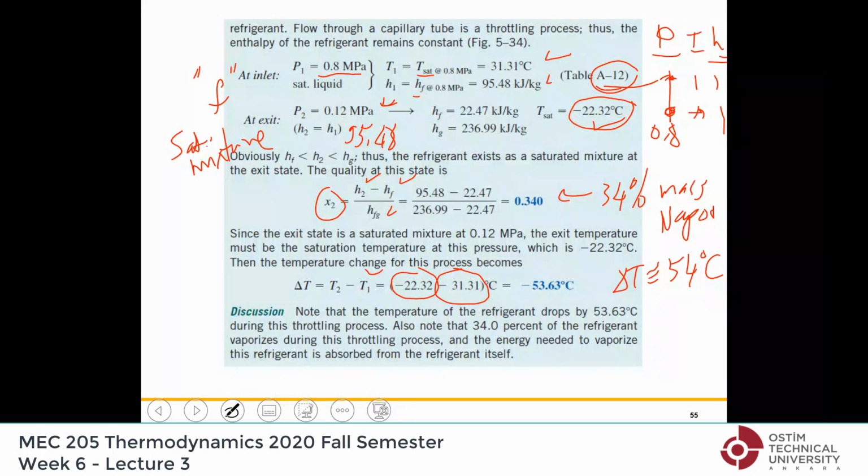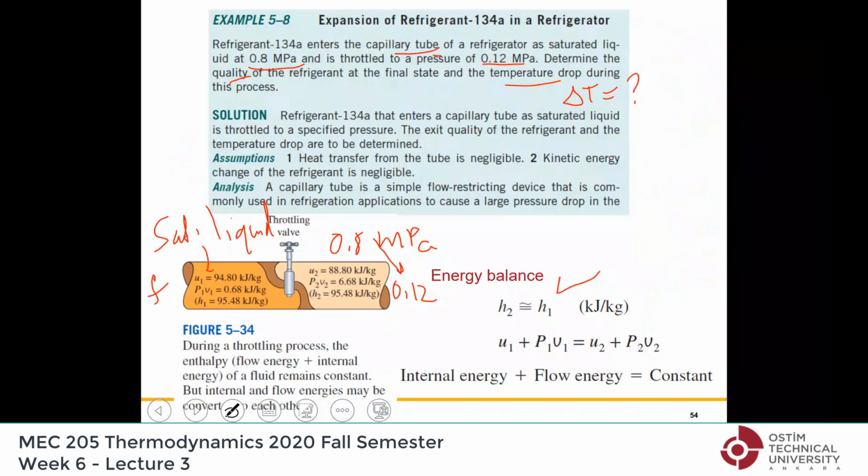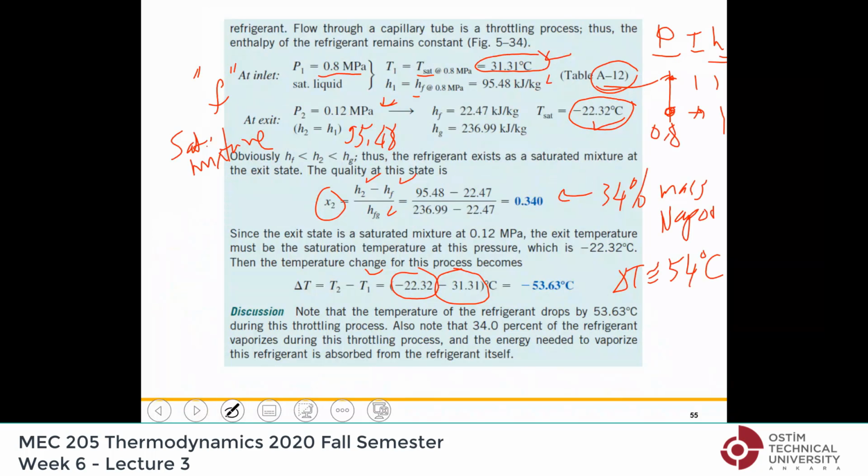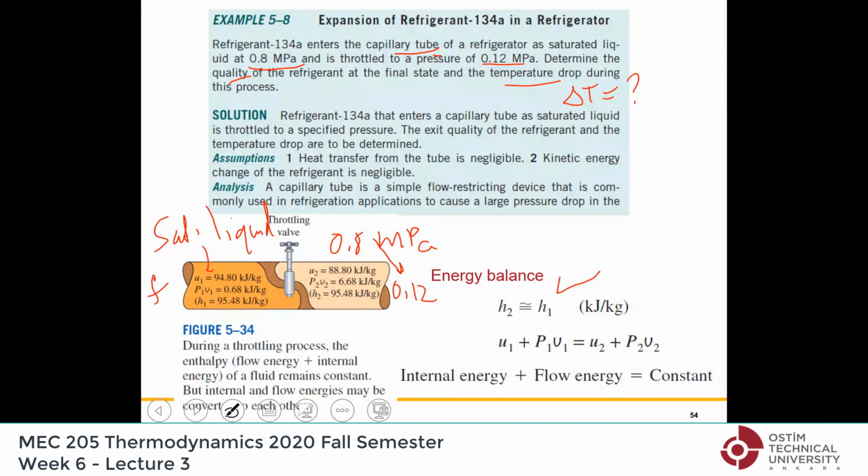Now, what is the significance of this? Look at the fluid initially. The fluid temperature is 31, right? So above room temperature, 31 degrees. And then it passes through this valve right here. The pressure drops from 0.8 to 0.12. Nothing else. There is no other magic here, no other device. And the temperature drops to minus 22. Can you imagine that?